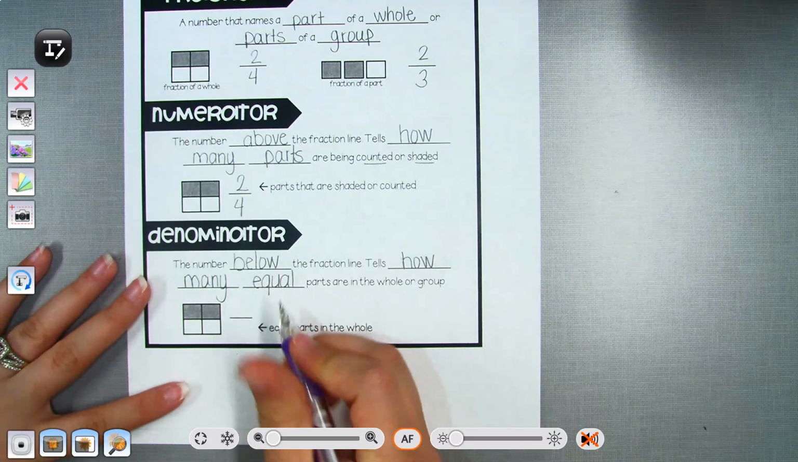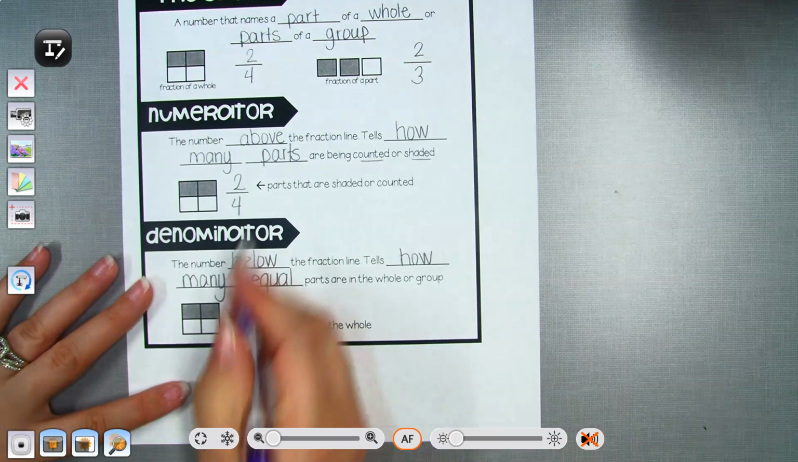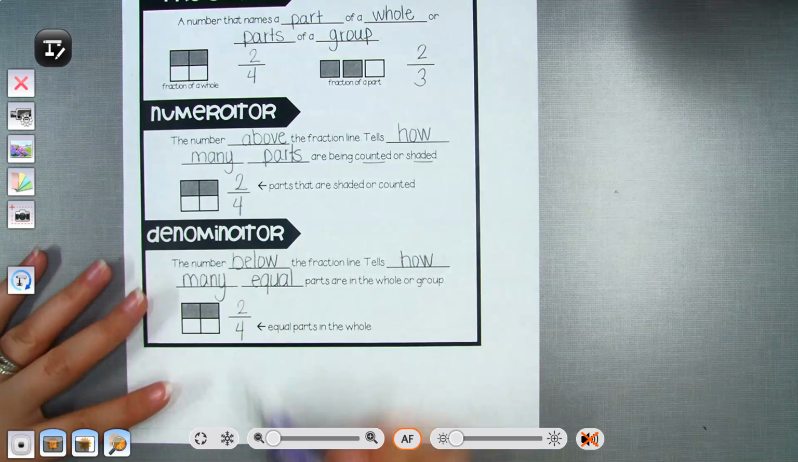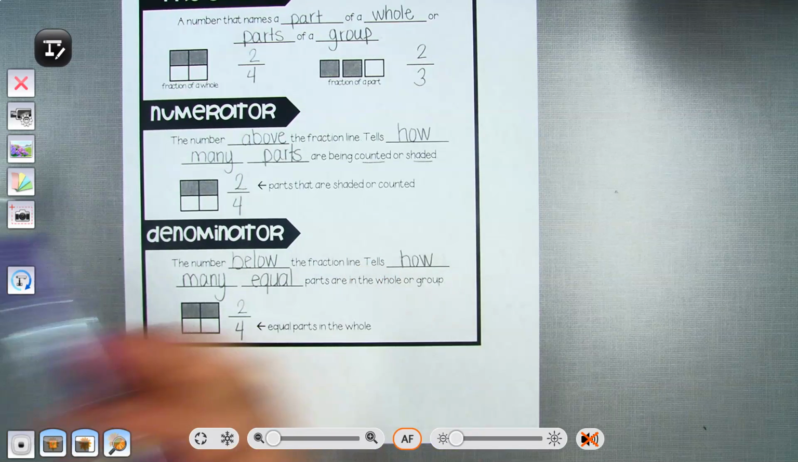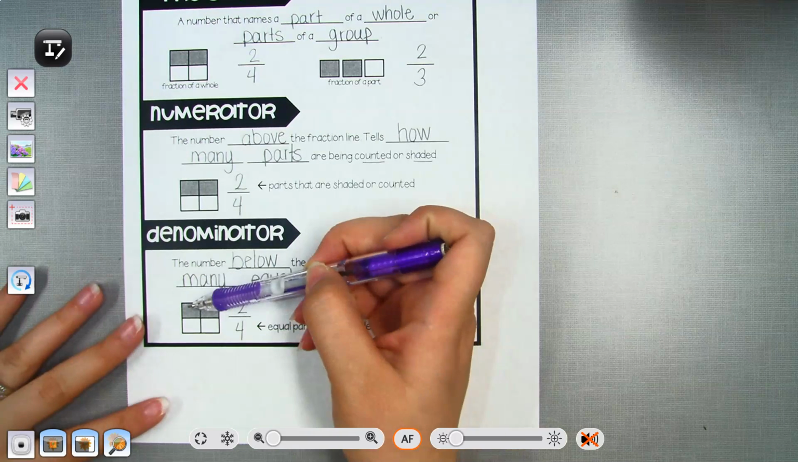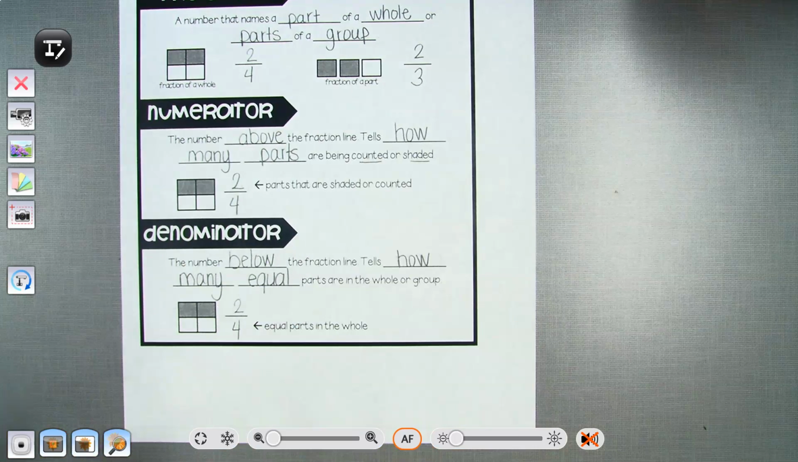So I know that I have 2 that are shaded. Equal parts in the whole are going to be 4. 1, 2, 3, 4. So that's basically how is this square divided up? Remember last year we talked about halves, fourths, and eighths? So this is telling me how many there are all together, in that whole group or whole.